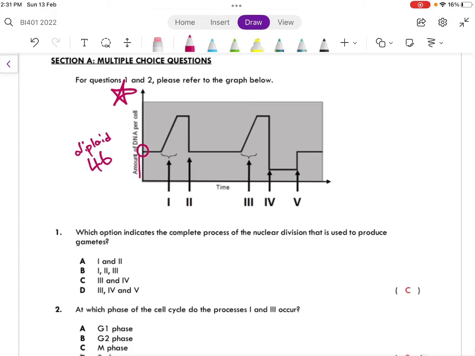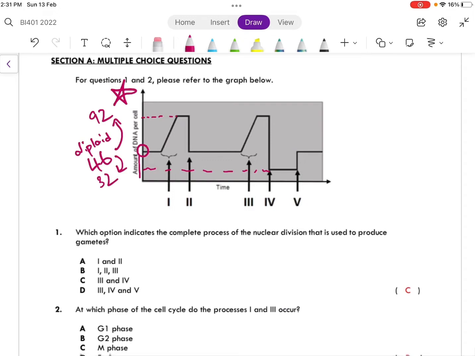And so that means at this point over here, there is twice the number of DNA, right? And that means at the lowest points, there is half the number of DNA. So at the lowest point, we expect 32, and on the top, you have 92. All right, so that's how it goes. So let's try to make sense of this graph.